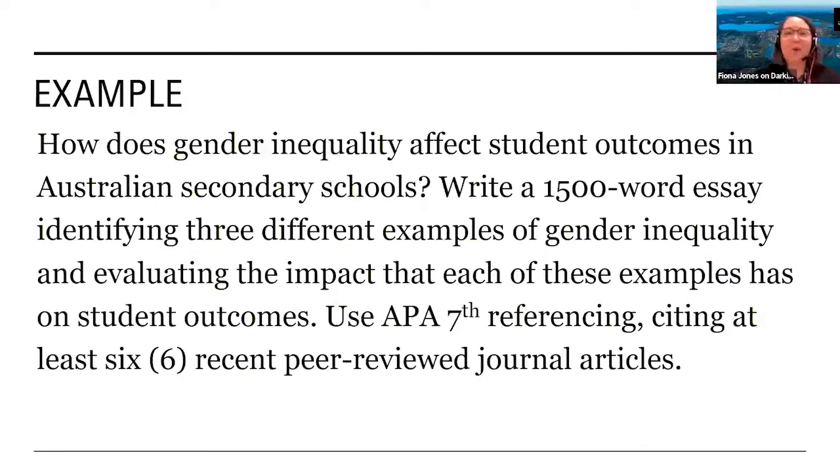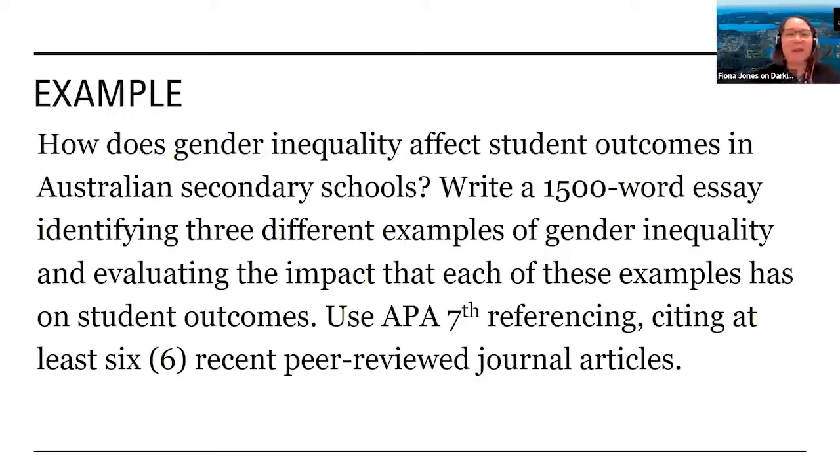Okay, so here's a question and some instructions. How does gender inequality affect student outcomes in Australian secondary schools? Write a 1,500-word essay identifying 3 different examples of gender inequality and evaluating the impact that each of these examples has on student outcomes. Use APA 7th referencing, citing at least 6 recent peer-reviewed journal articles. So let's see if we can find those 4 key pieces of information here.